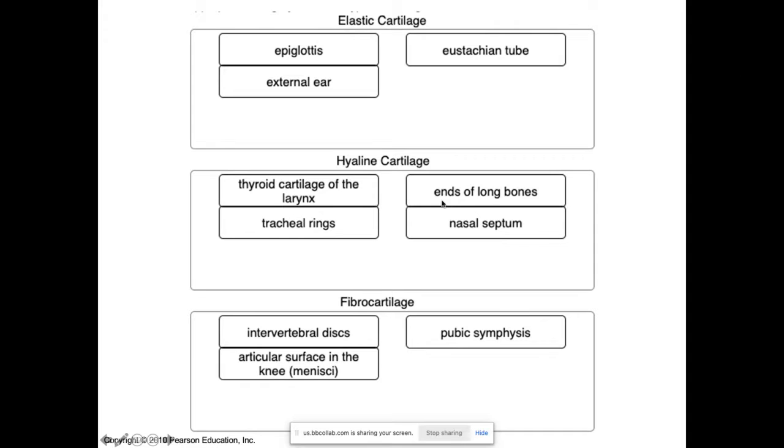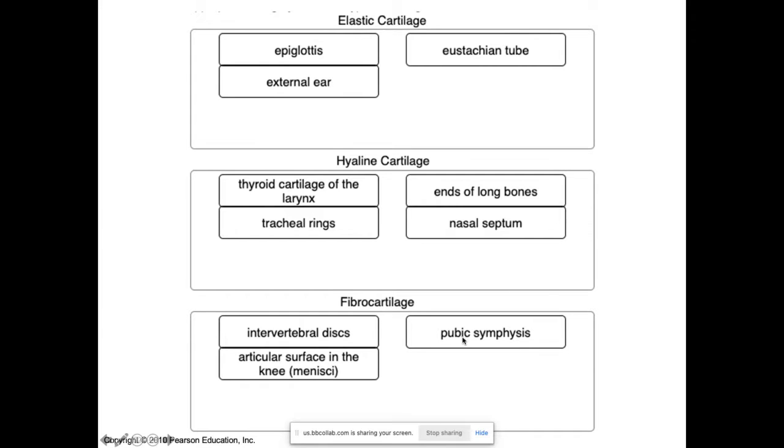Hyaline cartilage is found at the end of the bones. That's also known as articular cartilage. The nasal septum is hyaline cartilage. The rings that go around your trachea, your windpipe, are cartilage too, and that's called hyaline cartilage. And then there's the thyroid cartilage of the larynx, sometimes known as the Adam's apple, that's hyaline cartilage.